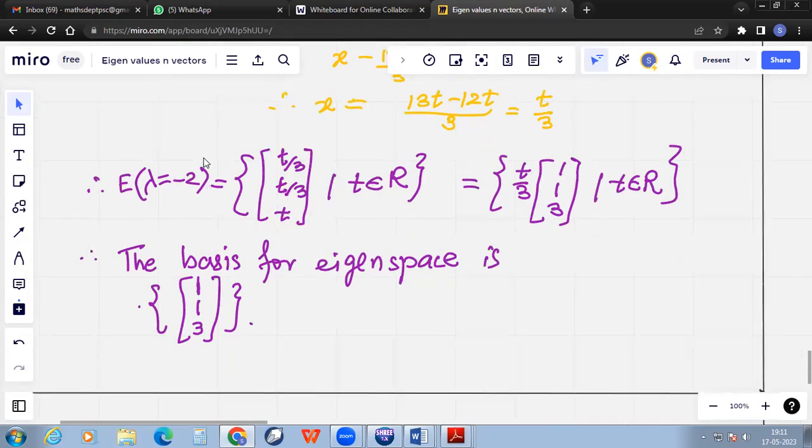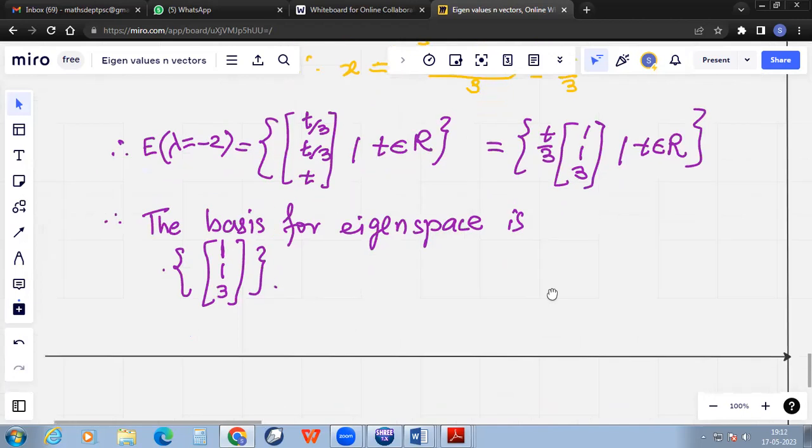That solution space we denote by E of lambda. So we have written E of lambda equal to minus 2 equal to, and we wrote this in column matrix format. In the column matrix, the value of x is t by 3, that of y is t by 3, and that of z is t, such that t belongs to R. Now if you want to be fraction free, take the fraction out. So t by 3 is taken common and inside I'm just left with 1, 1, 3. And I have to mention what t is. t is a real number.